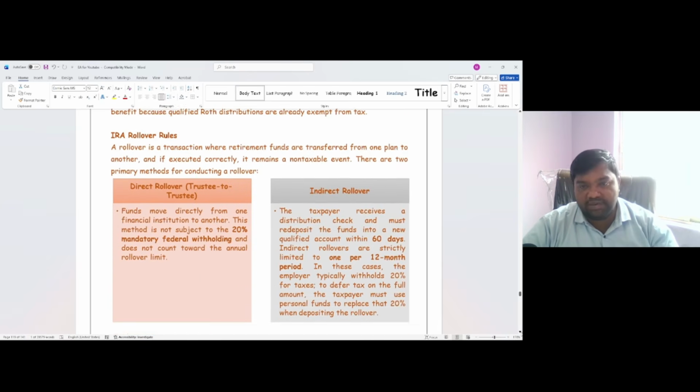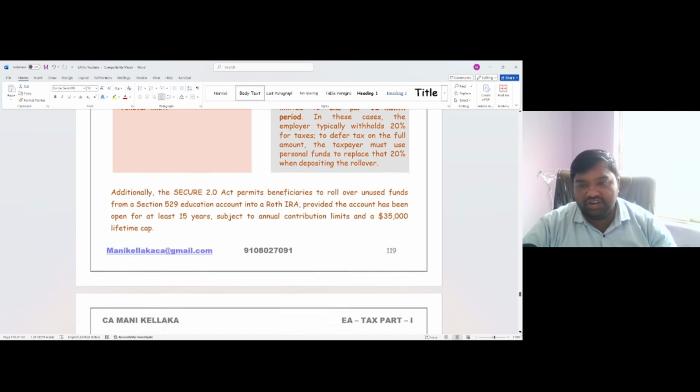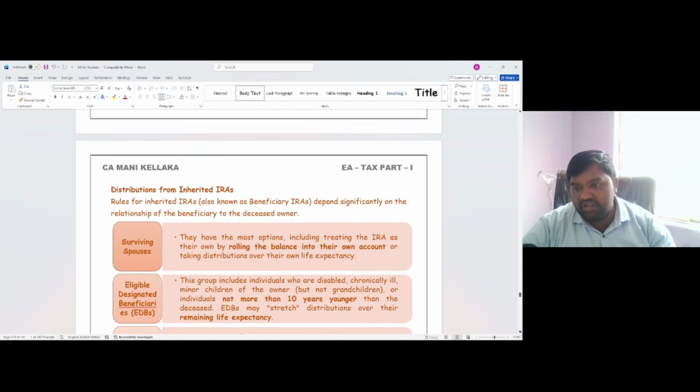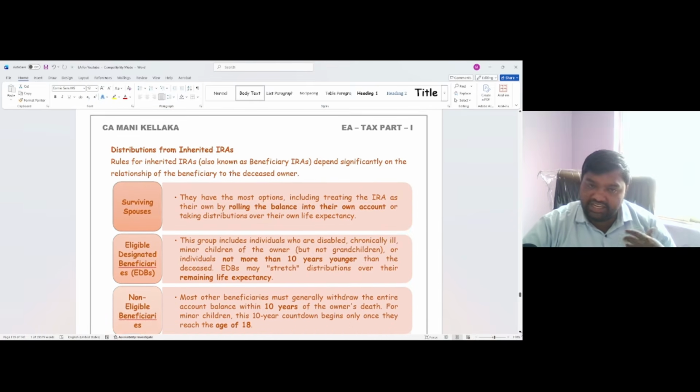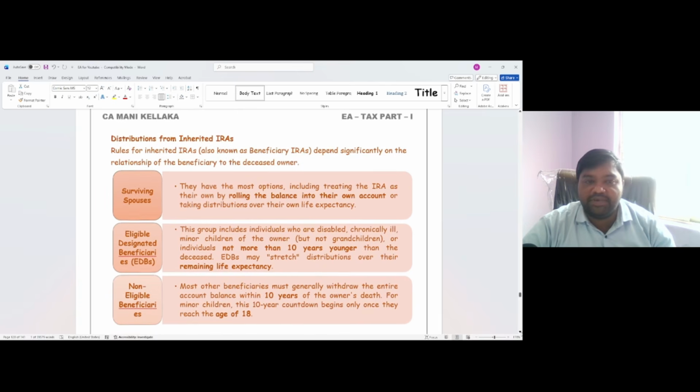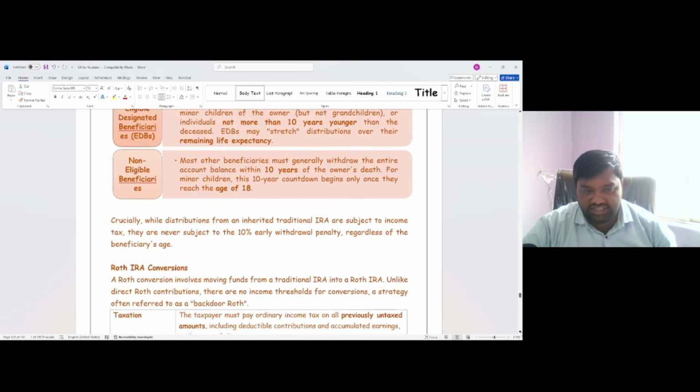Okay, so these are some of the rules for your Roth IRA distributions. So for a Roth IRA, I already told you, they can keep it for a lifetime, so it will be inherited by your children. What are these rules? You can see it here.